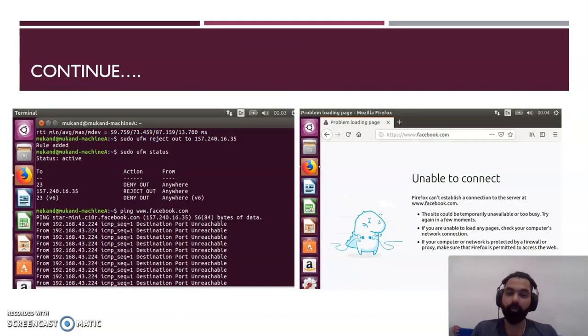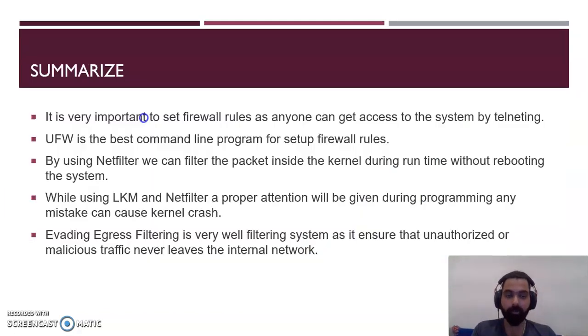Now let's try to ping facebook.com again, and it can be seen that packets are getting rejected. Now from the browser, it can be checked whether the system is still able to access facebook.com or not. After entering facebook.com in the browser, a message will appear showing unable to connect. It means that the outbound rule is successfully established and outgoing traffic is completely blocked.